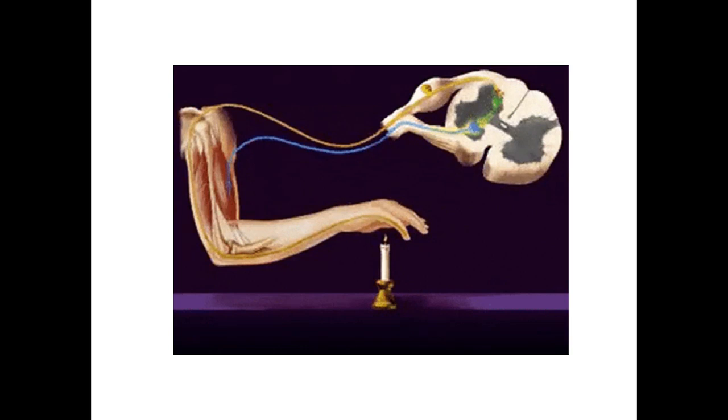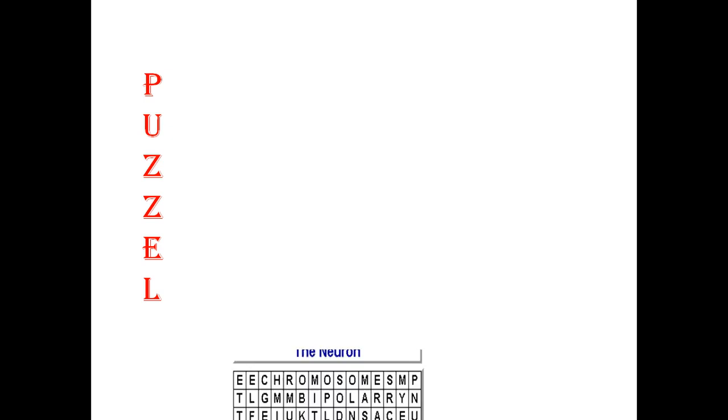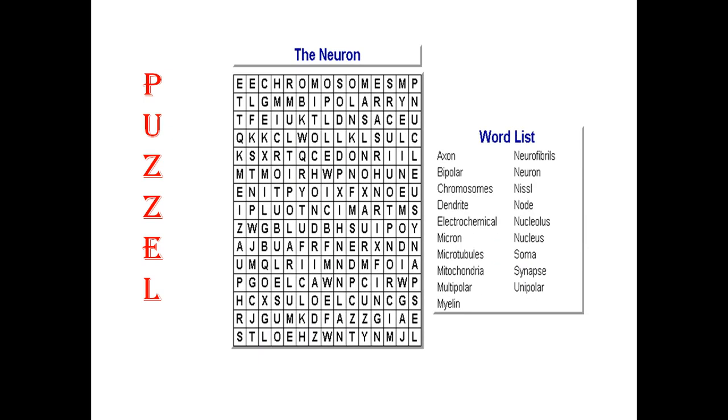Now in this diagram, the sensation is passed to the central nervous system or peripheral nervous system, and they integrate this message and send this message again back to the muscles. Next is a puzzle. Find the words.